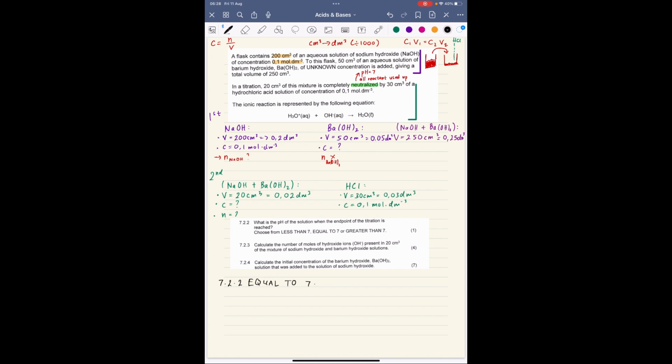7.2.3, now we're getting to the big boys. Calculate the number of moles of hydroxide ions present in the 20 centimeter cube of the mixture of sodium hydroxide and barium hydroxide solution. So they're talking about this here. They say find out the moles of this mixture, that NaOH plus Ba(OH)2 mixture. Find out the moles of hydroxide ions. I'm going to have to work and find out what that is going to be.